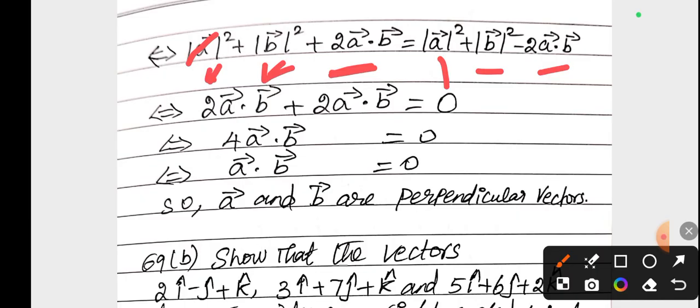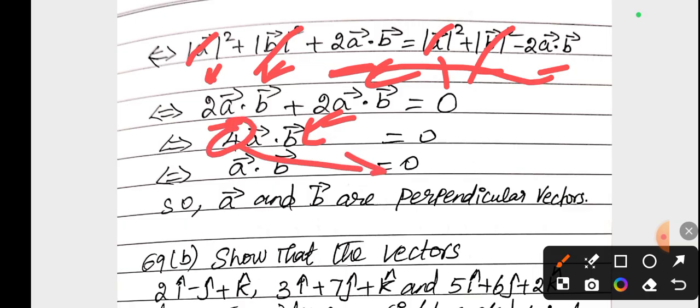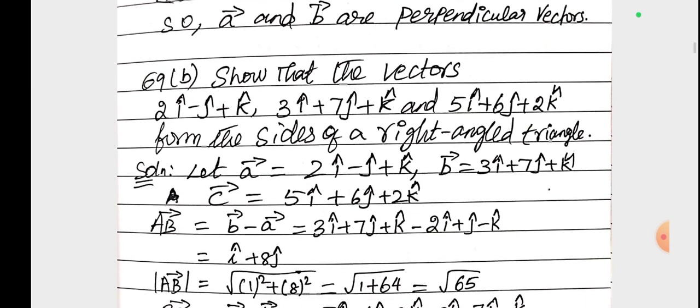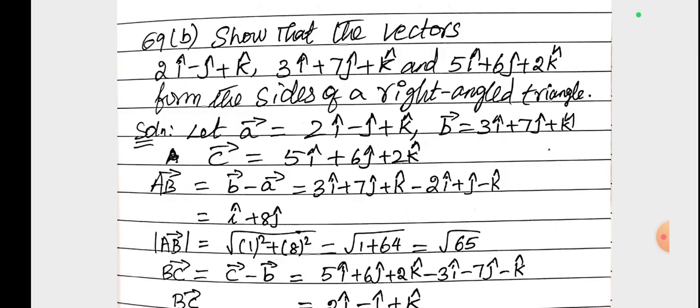So magnitude of A square gets cancelled, magnitude of B square gets cancelled. Minus 2 A vector dot B vector comes here, plus 2 A vector dot B vector, so 2 plus 2 is 4. 4 A vector dot B vector equals 0. Multiplication 4 comes into division, 0 by 4 is 0. So A dot B is 0. A vector and B vector are perpendicular vectors. Nice, no? Then the two vectors are the sides of a right angle triangle, children.